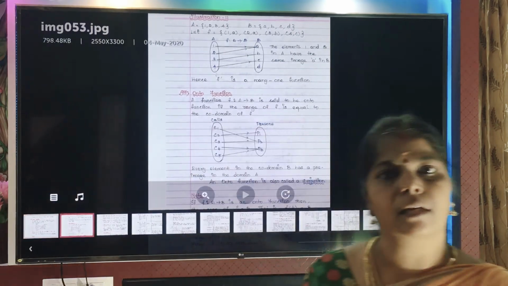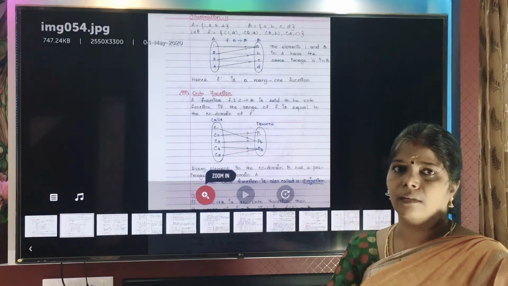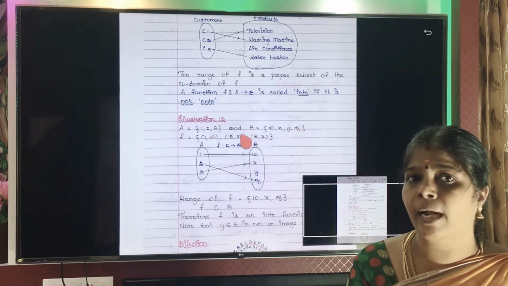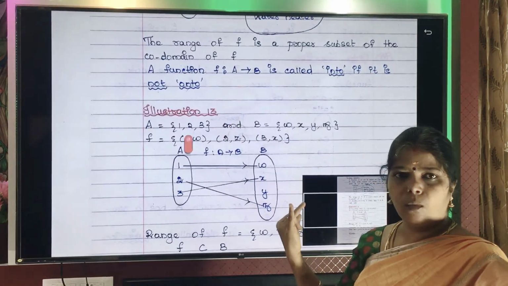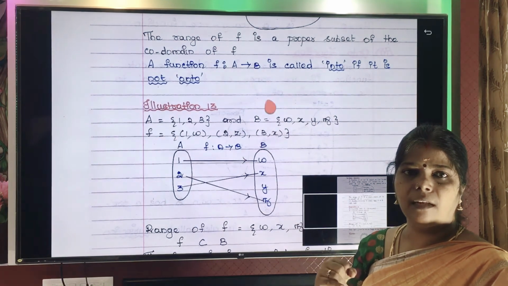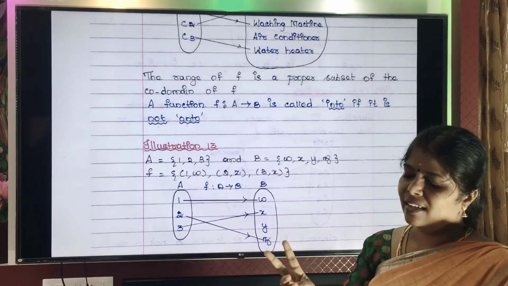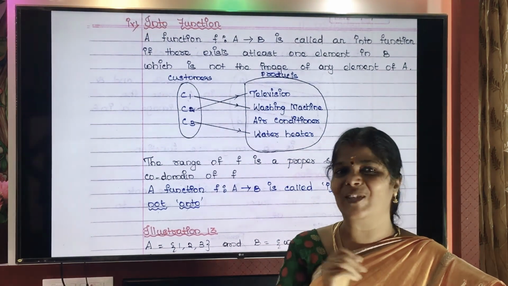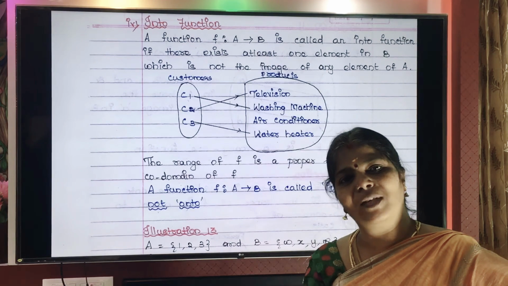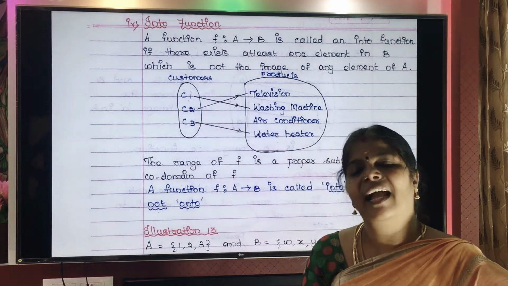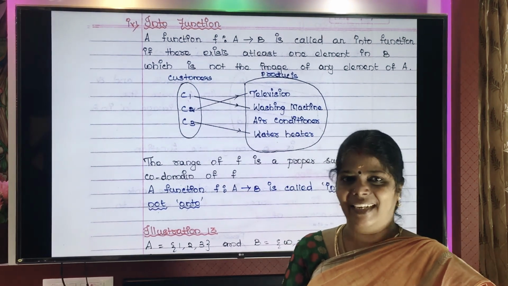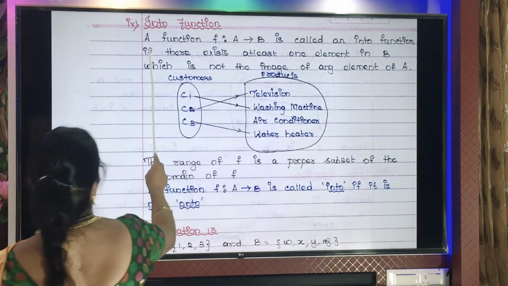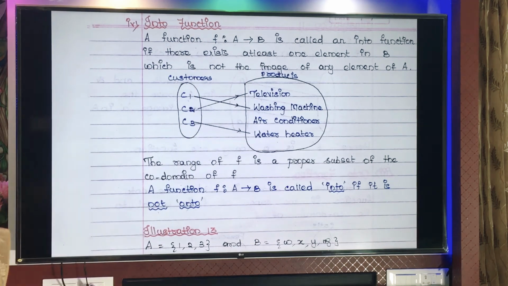Children, are you clear? So far we have studied three: one-to-one, many-to-one, and what was the third one we have seen? One-to-one, many-to-one, and onto. The other name for one-to-one was injection, and for onto it was surjection. Okay. Now let us move on to the fourth type, which is into function.